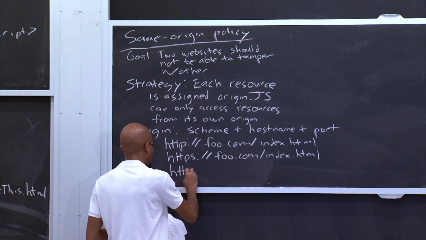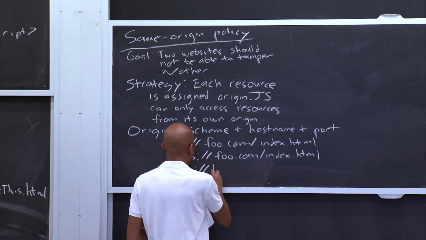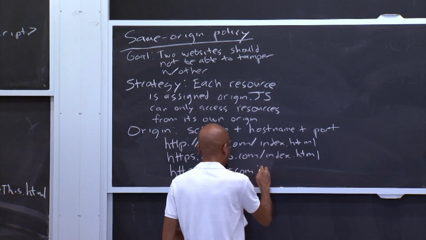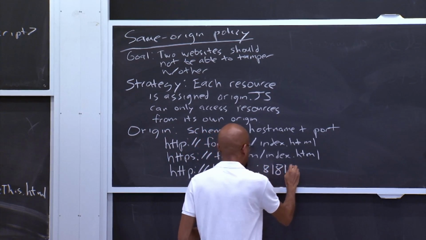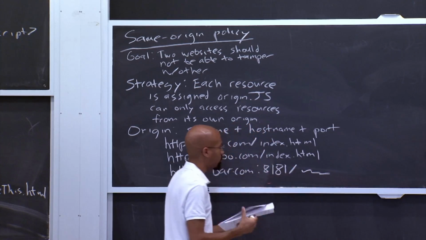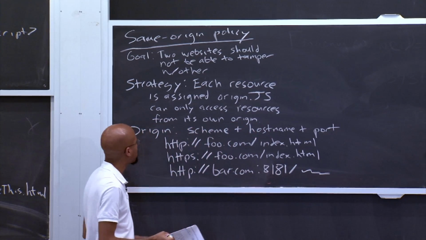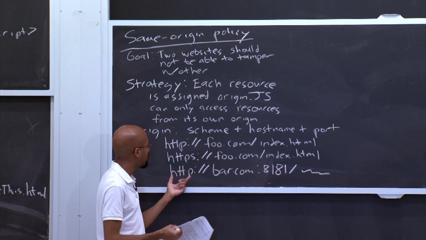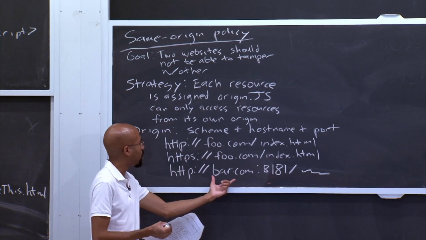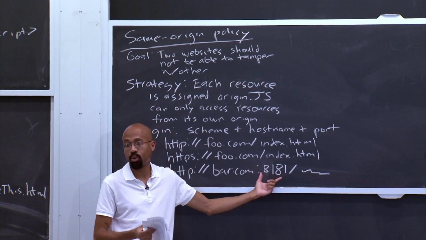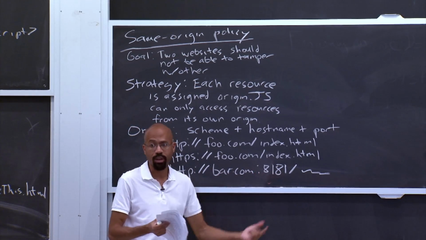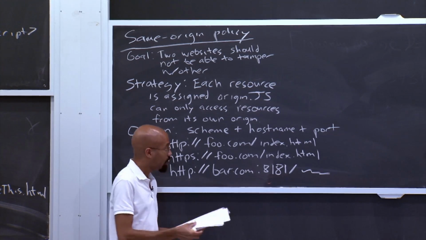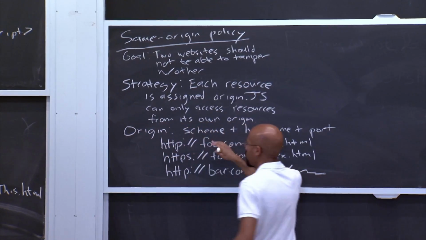As a final example, if you had a site like http bar.com, then you can use this colon notation here, 8181. Whatever comes beyond here doesn't matter with respect to the same origin policy, at least in this very simple example. Here we have a scheme of HTTP, a host name of bar.com, and here we've explicitly specified the port. In this case, it's a non-default port of 8181. Does that make sense? It's pretty straightforward. This is basically what an origin is.